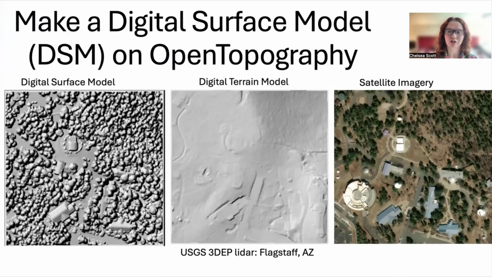The first is a digital surface model, and here we're seeing a topographic hillshade that shows us the shape of the top of the landscape. So we can see the buildings, for example, one right here, and we can see the trees. The middle is showing a digital terrain model, or DTM, and we have another video on these. This is showing the underlying landscape with the surface features such as the buildings and vegetation removed. And the right is satellite imagery to help you get oriented. This area is in Flagstaff in northern Arizona.